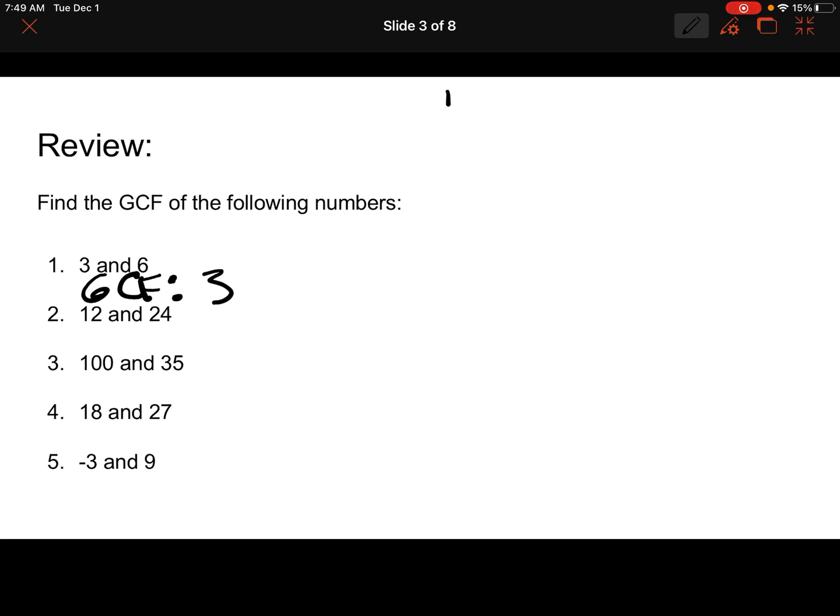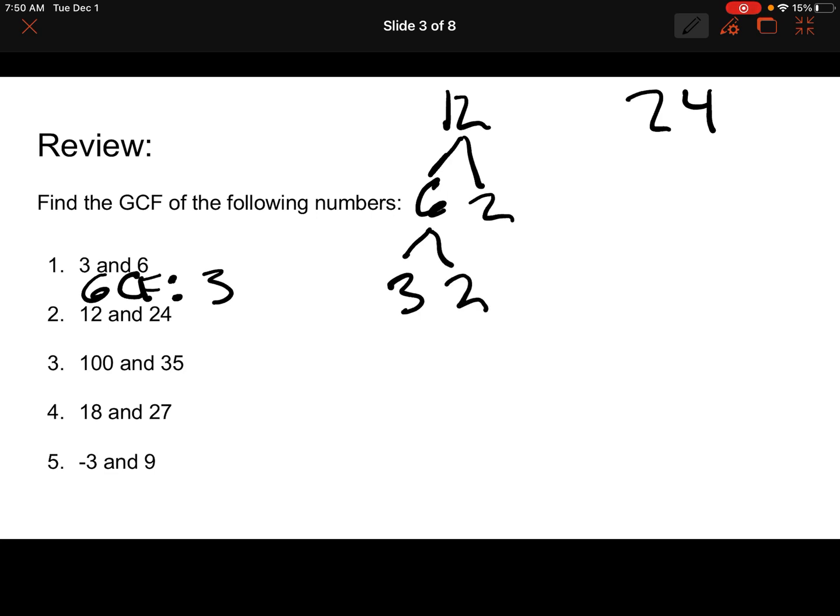Let's make a tree diagram for this one so that we can see it a little easier. What two numbers divide 12 here? There's a bunch of them, but let's start with 6 and 2. Now, 6 can also be divided by 3 and 2, so we'll break it down there. Now, what can 24 be divided by? 24 can be divided by 12 and 2, and then 12 can be divided by 6 and 2. 6 can be divided by 3 and 2.